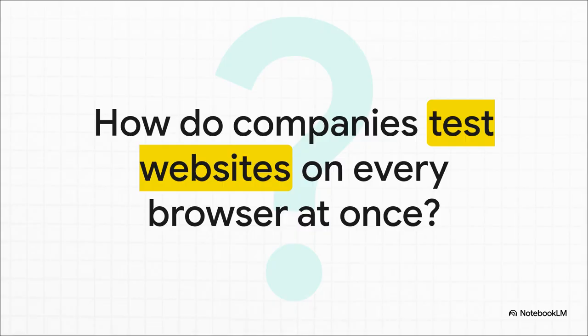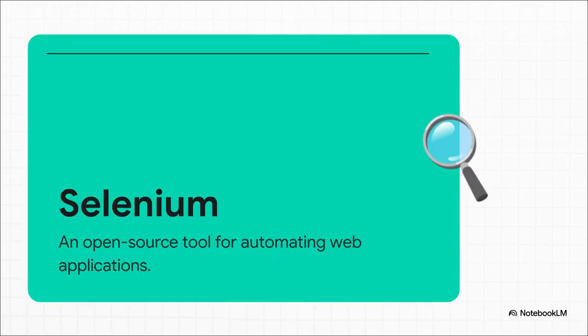Okay, so let's start with a question. Have you ever really stopped to think about how a huge website, like Amazon, makes sure every single button, every link, every feature works perfectly? And not just on your browser, but on Chrome, on Safari, on a Mac, on Edge for Windows, Firefox on Linux, all at the same time? How on earth do they test that? Well, for a whole lot of them, the answer is Selenium.